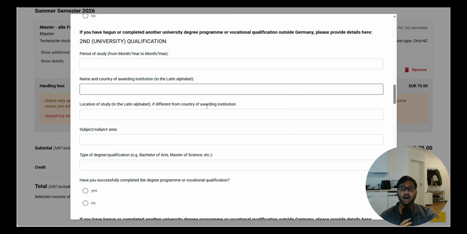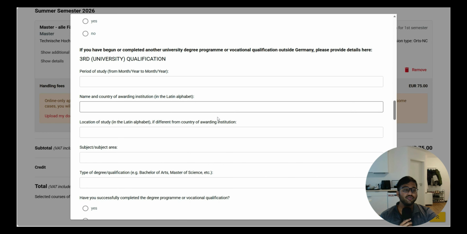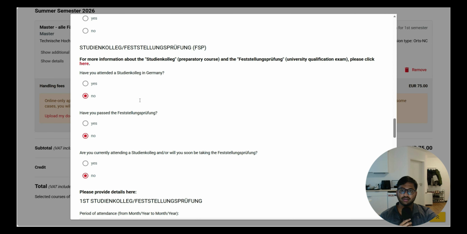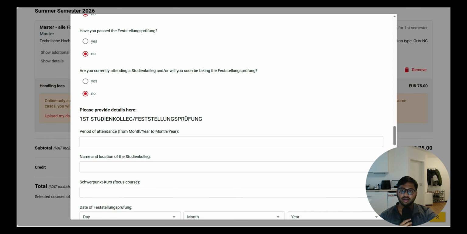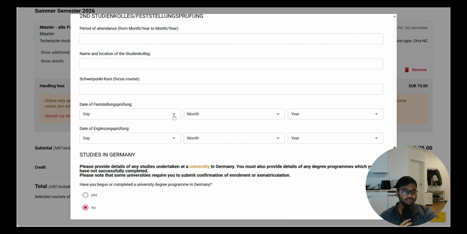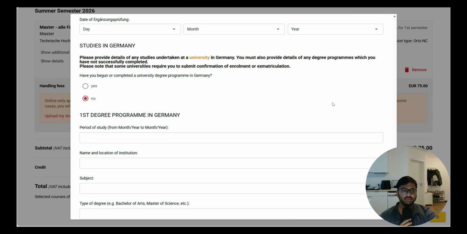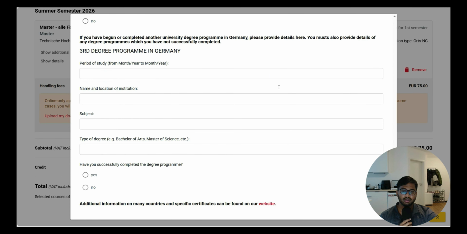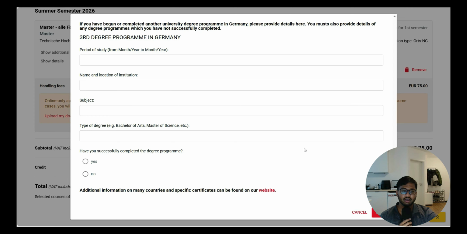Then there will be another section, third university, which people can use if they have already done their master's in India and are coming to Germany for a second master's. They can use this section to put their master's degree information. Then for other student colleges and other things you can select no, and no need to worry. Please provide the details about student college if you have done any, but we have not, so we will keep everything no. And have you begun any university degree in Germany? No, we have not either. Then you can select everything and finish.